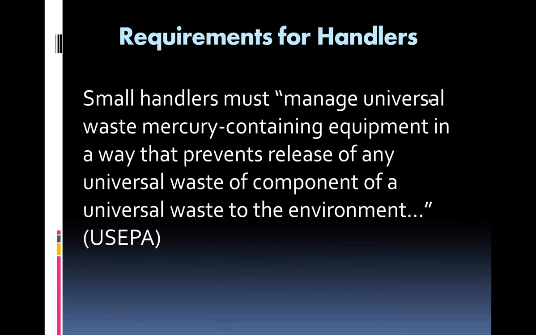So we'll talk about some of the other requirements for handlers. And actually, I think this is true for, it says small handlers, but that's also true for large handlers. They must manage universal waste mercury-containing equipment in a way that prevents release of any universal waste or a component of a universal waste to the environment. So basically, they have to be careful with it and make sure that the mercury in the universal waste is not getting out into the environment. So that's what it is in general for large and small quantity handlers. I don't know why it only says small there.